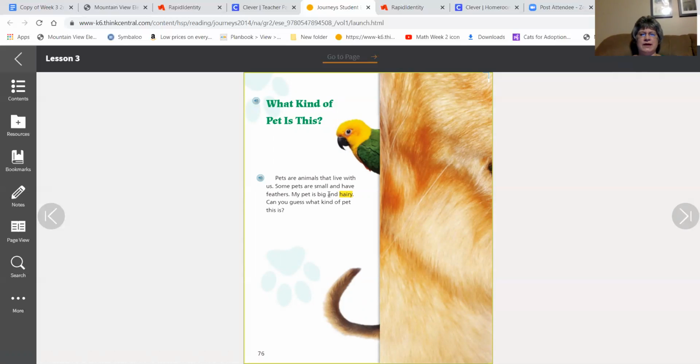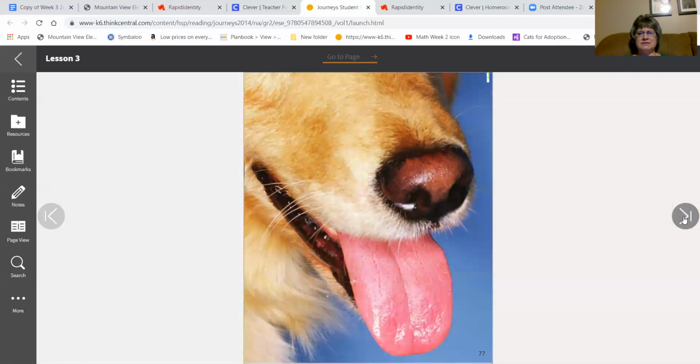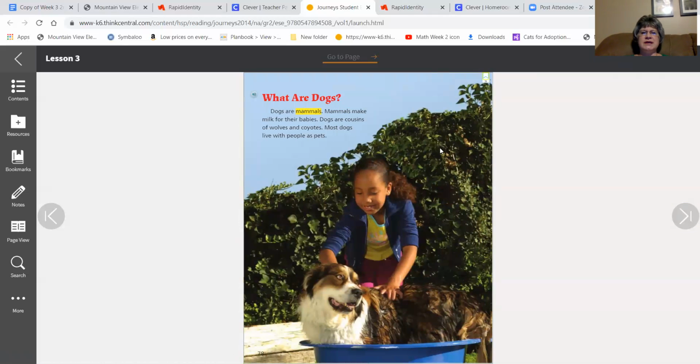Okay, so on page 76, you will read, what kind of pet is this? And then you'll find the answer. As you go through the text, you will see, as I said, a question that you need to read first, and then you need to read the answer.